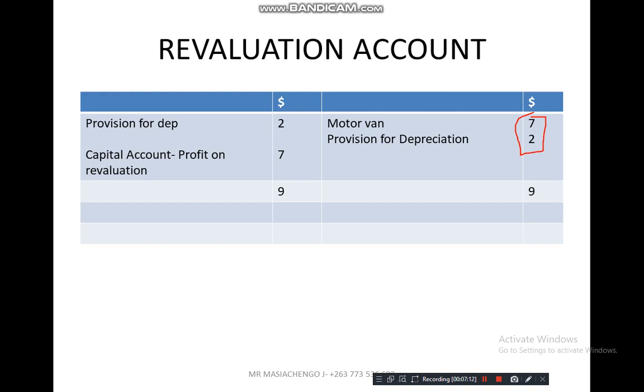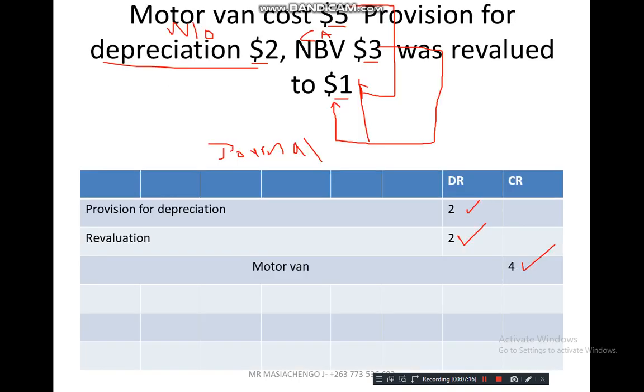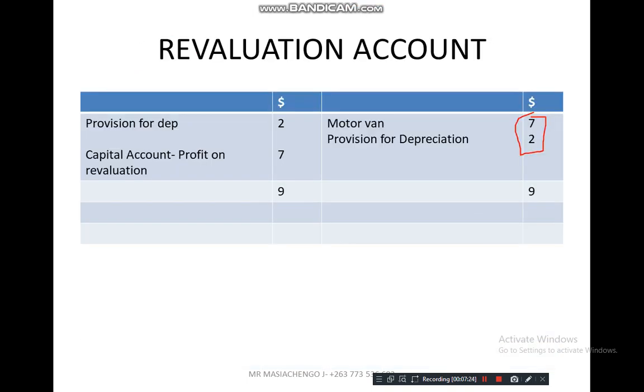All right, then we need to move on to the second journal entry. The revaluation account was debited with how much? With $2. So we move on to the debit side of the revaluation. There is $2 for the motor van, like this. After you're done, you are expected to balance off this account.